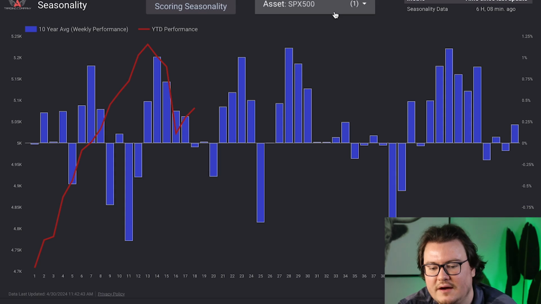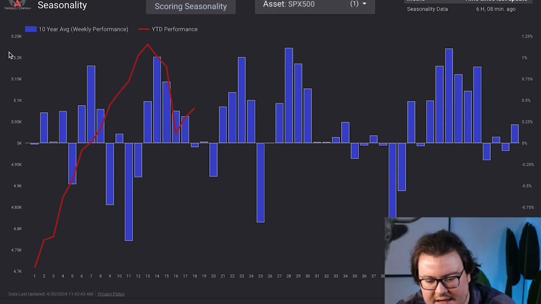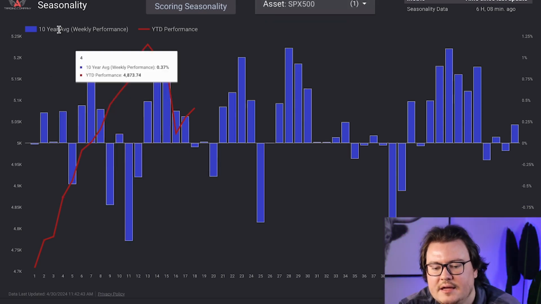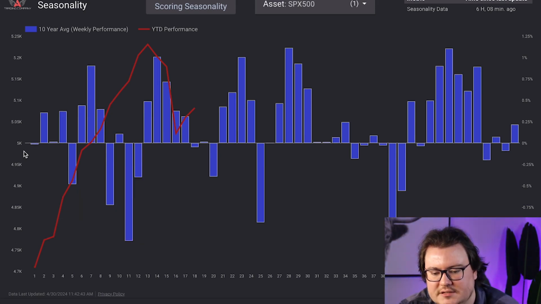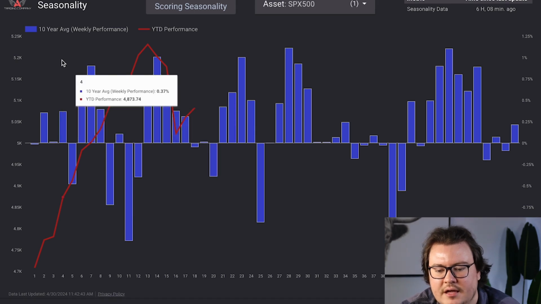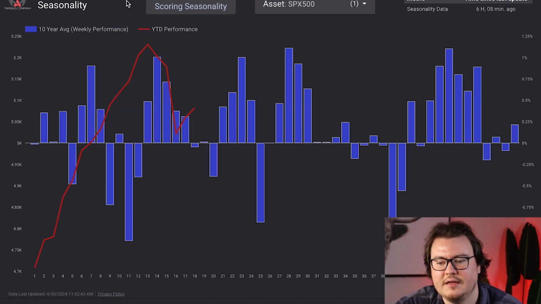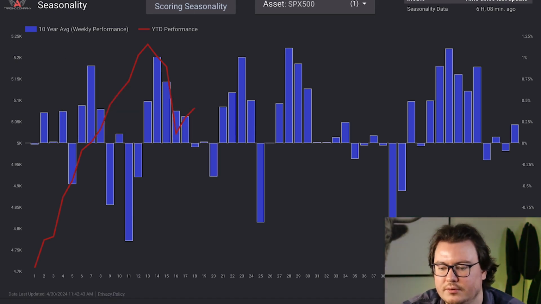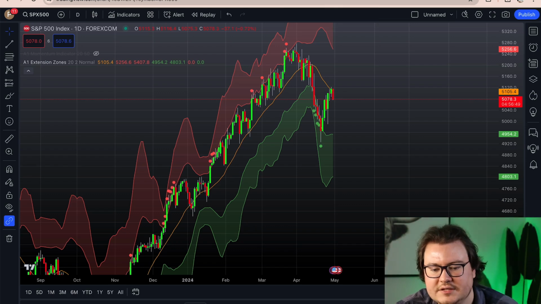We already have the S&P 500 pulled up. And you'll see here, this left side is the actual price. You can see how price moves day by day on the S&P 500. And just to show you that we're looking at the same thing, I actually have the S&P 500 chart pulled up here in TradingView. So take a look at that.